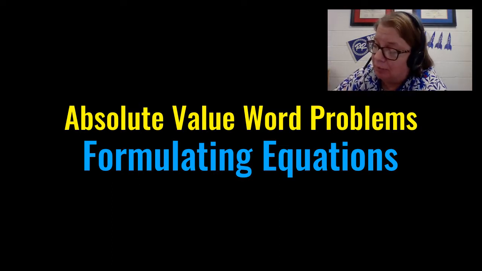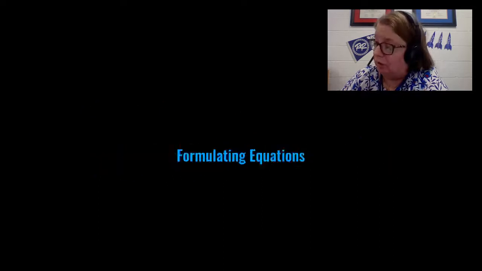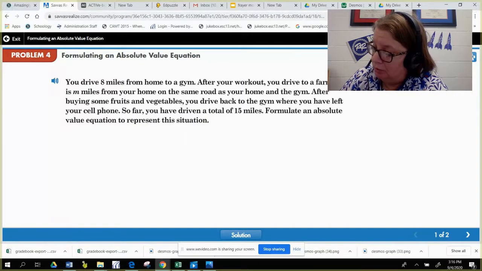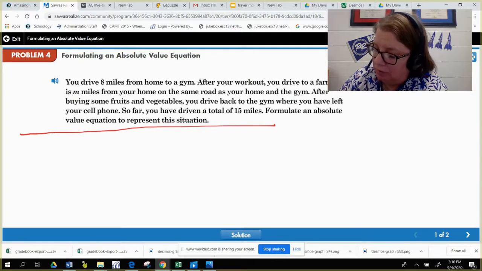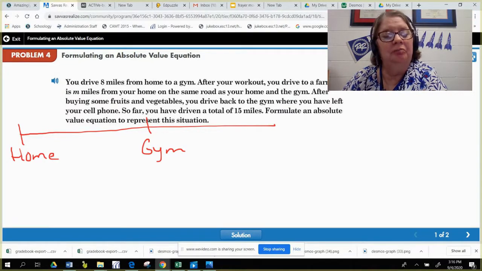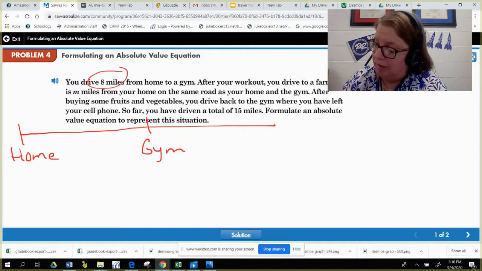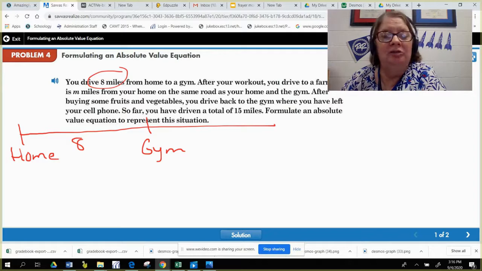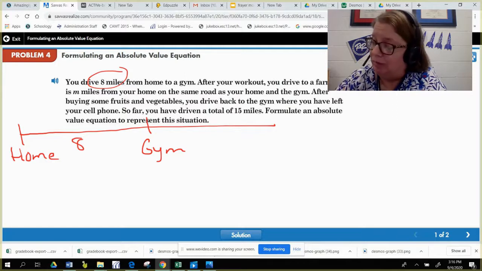So let's think about, what does this look like? I'm a visual learner. I need a picture. So here's a road, and here's home, and here's the gym. How far is it from home to the gym? 8 miles. And then you drive to the farm, m miles from your home on the same road as the home and the gym.